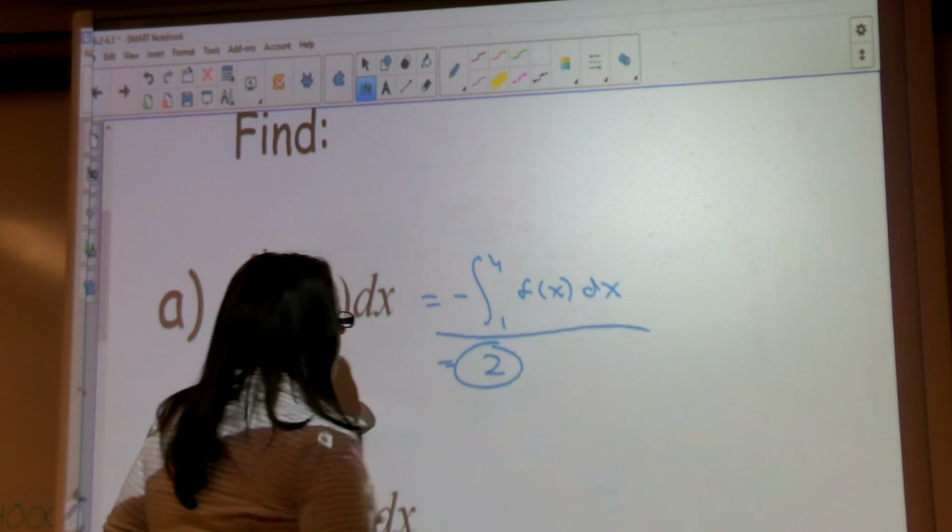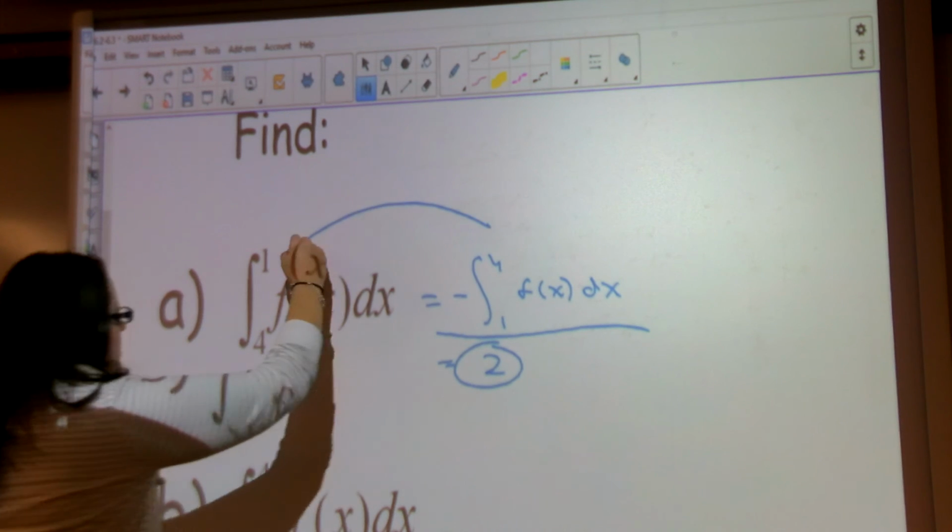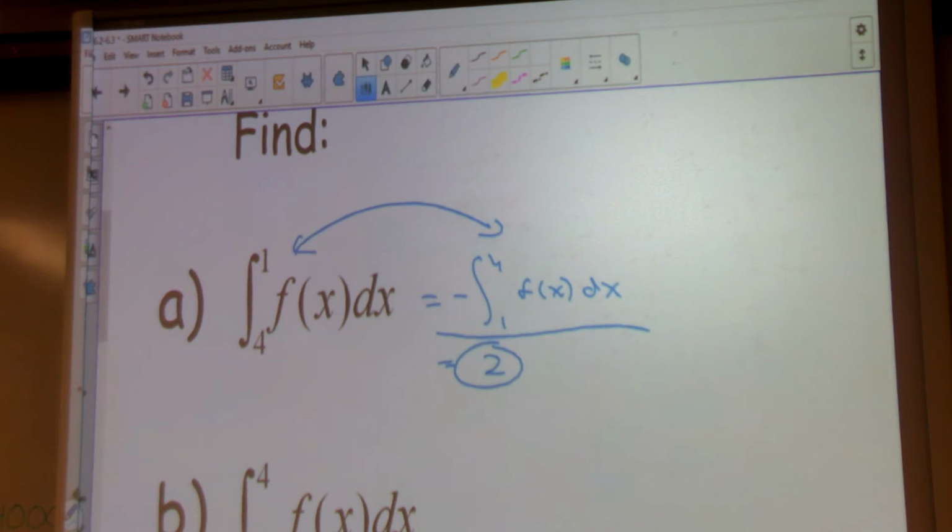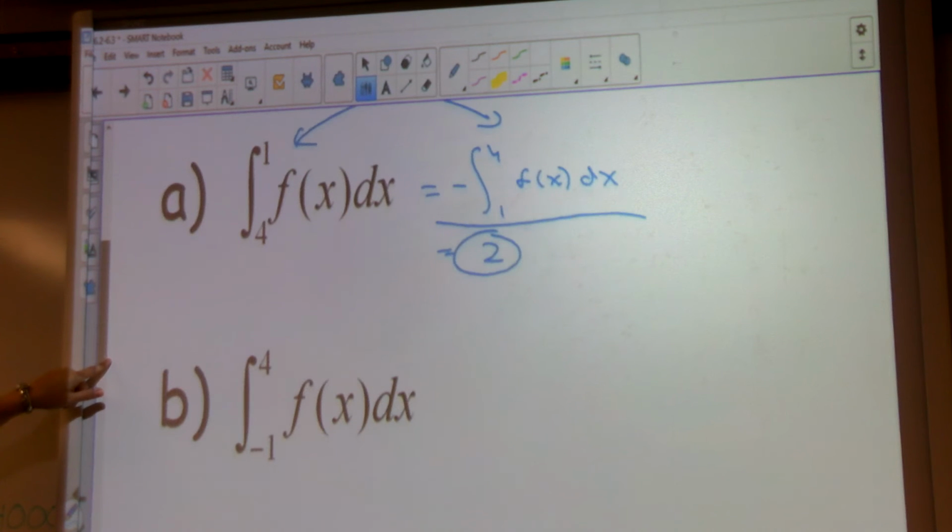Please get in the habit of making the connection between this and this. I don't really care what number you get. Yes, I want you to get the right answer, but that's not the important part right here. It's knowing the property that I can flip that a and b as long as I multiply by a negative. The integral of negative 1 to 4.